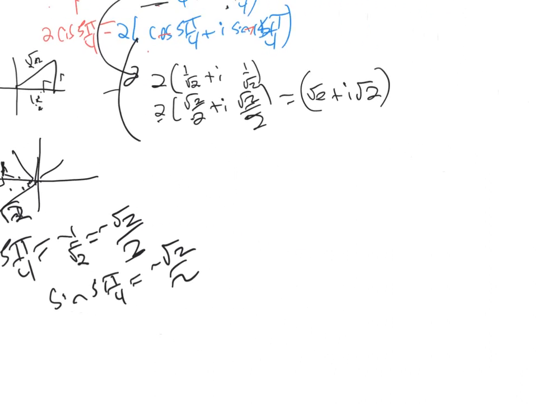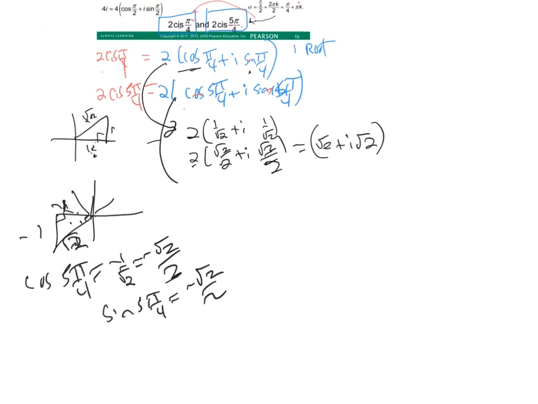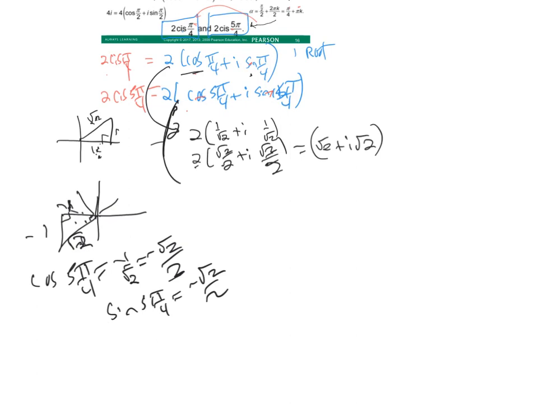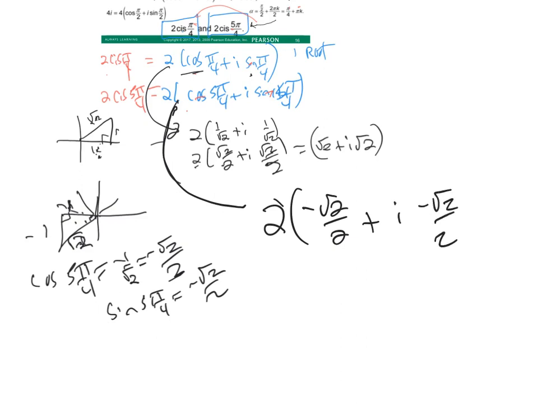So now when I write that one out, I'm using this one right here, that's 2 times negative square root of 2 over 2 plus i times negative square root of 2 over 2. Distribute the 2, the bottoms cancel. You're left with negative square root of 2 minus i square root of 2. There's your second one.